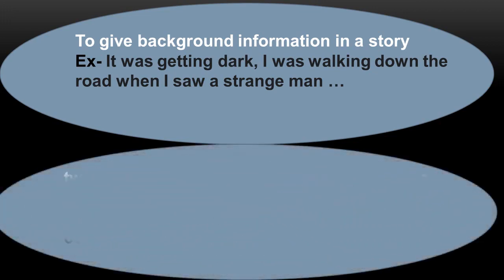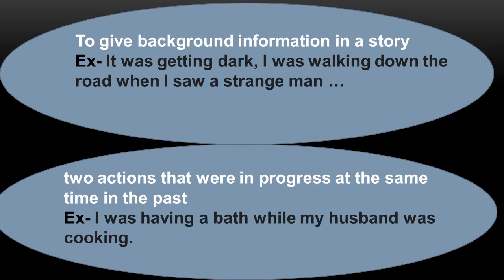Then the last use of past continuous is to describe two actions that were in progress at the same time in the past. For example, I was having a bath while my husband was cooking. So, to describe two actions that were in progress at the same time in the past, we use past continuous tense.